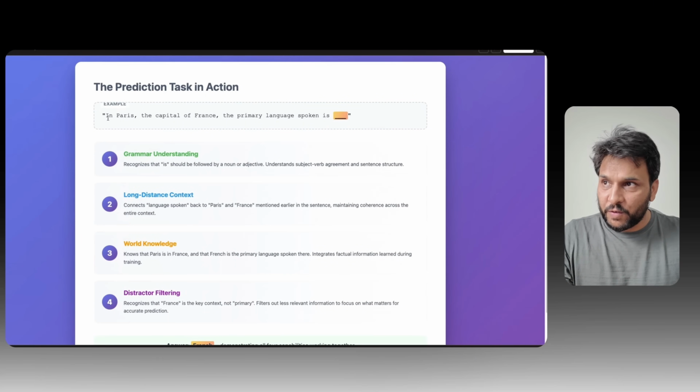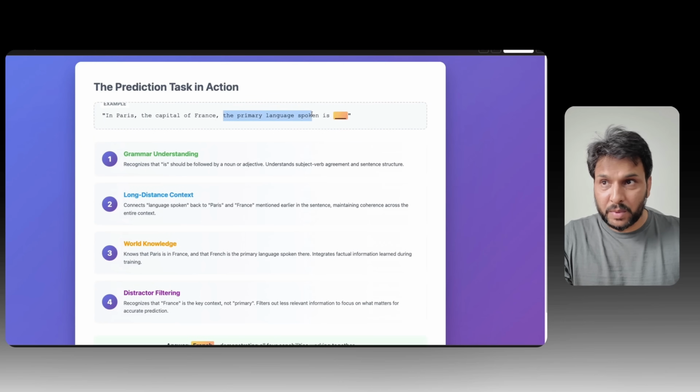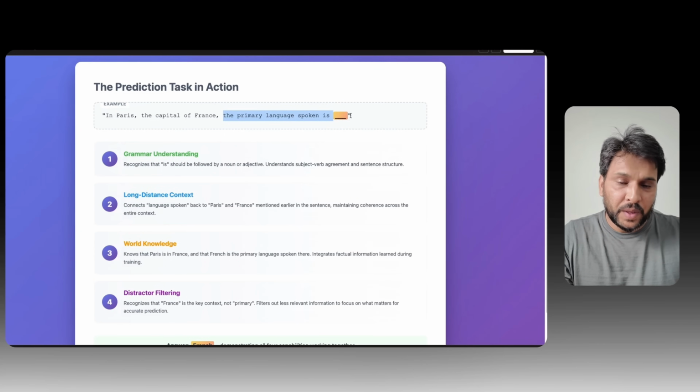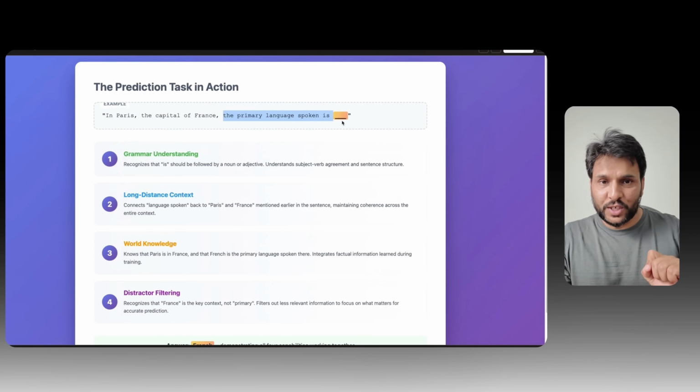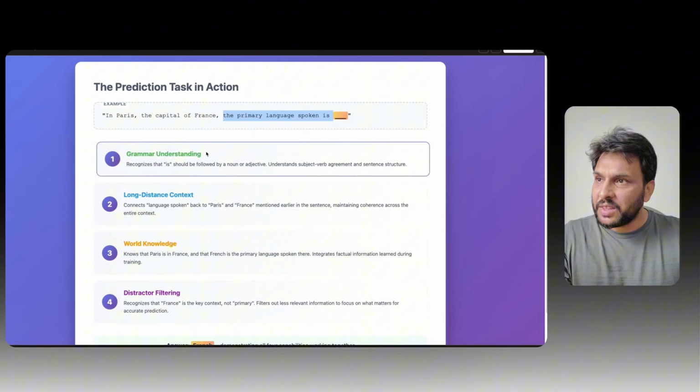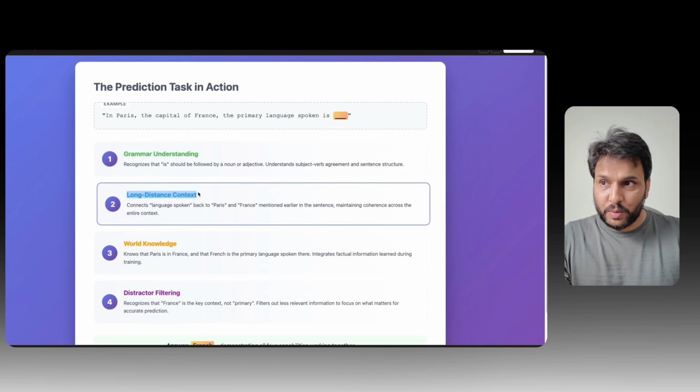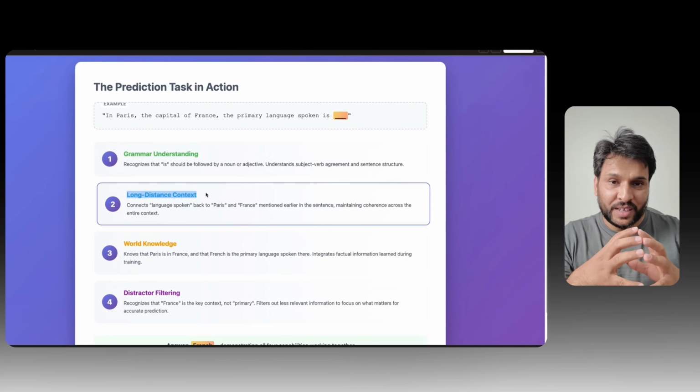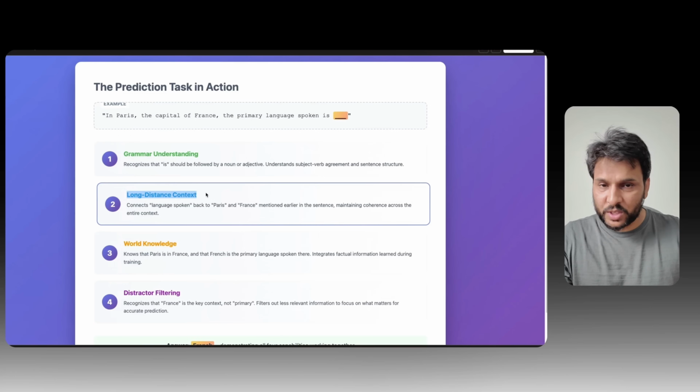For example, if you were to ask something like, in Paris, the capital of France, the primary language spoken is, the prediction should be French if you have a pre-trained model. But in order to make that prediction, it's not only looking at the distribution of words. The model needs to understand grammar. Also, it needs to be able to have long distance context through self-attention.